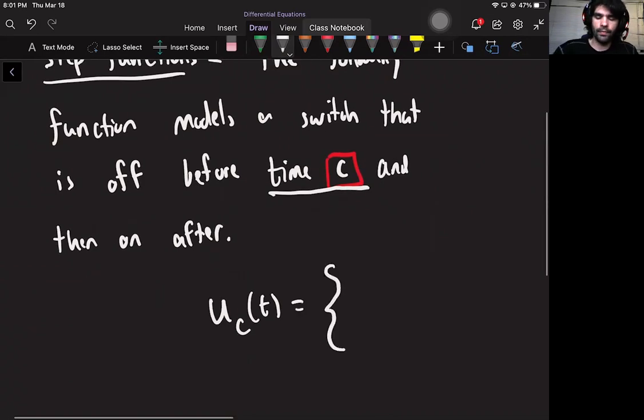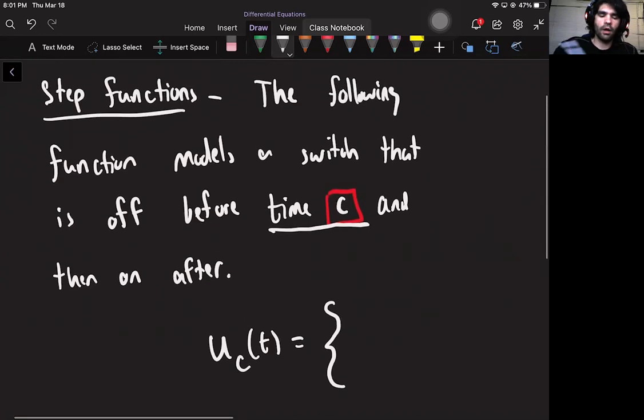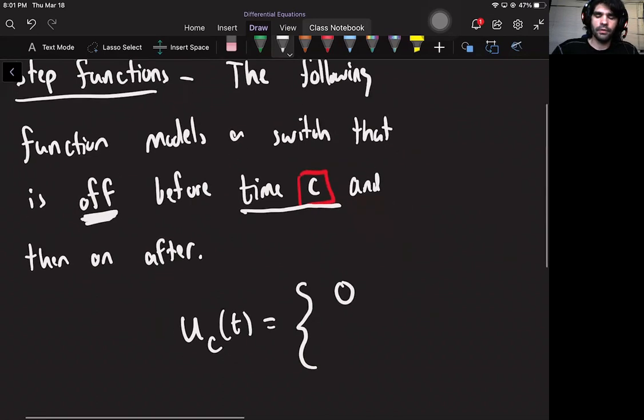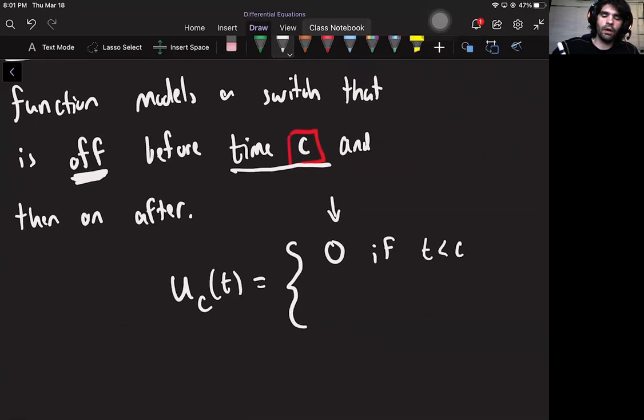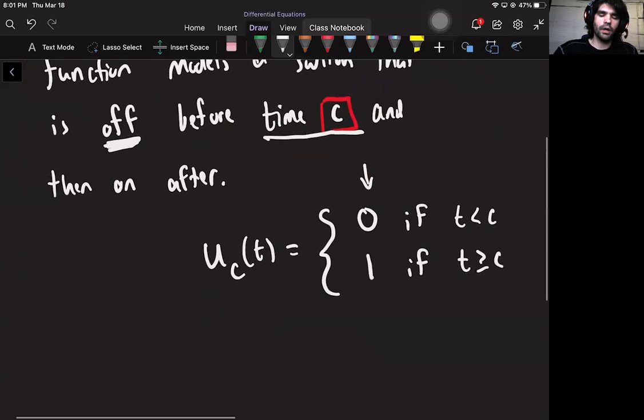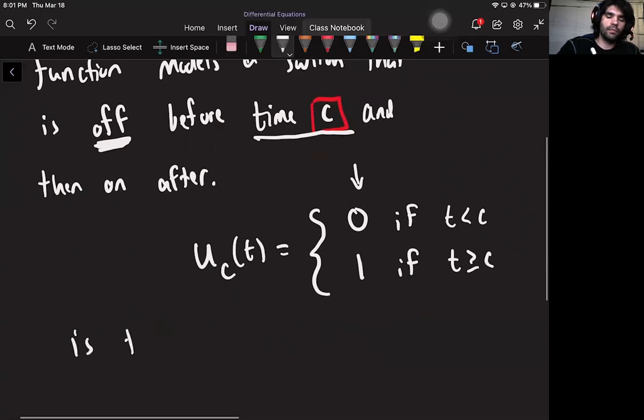And what is it? What would we think of as being off? We would think of that as being the number 0, like nothing is happening, so it's off. And it's a piecewise function, so you define what it is on the left side, and then on the right side. So if time is less than c, that's when it's off. And then on is going to be a 1, and it's on after c, or equal to. We're going to put the equal to on the c. So this is called the unit step function.